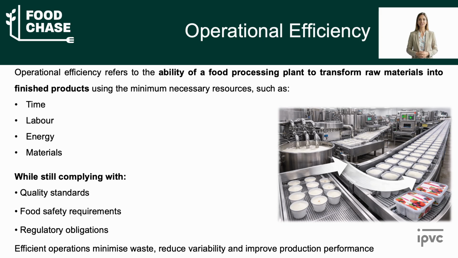Operational efficiency refers to the ability of a food processing plant to transform raw materials into finished products using the minimum amount of time, labor, energy, and materials necessary. However, efficiency must be achieved without compromising quality standards, food safety requirements, or regulatory obligations. Efficient operations minimize waste, reduce process variability, and improve production performance. This means that efficiency in food processing is not simply about producing faster, it is about producing reliably, safely, and with lower resource consumption.